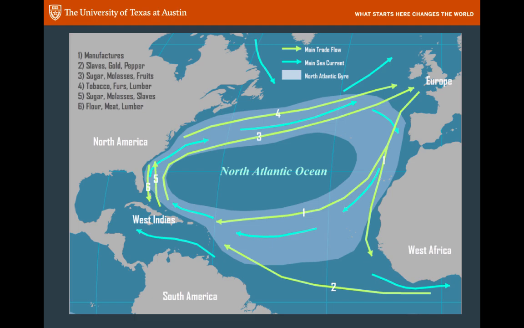So it's not a surprise that Europeans went south first towards Africa and then across the ocean to the Caribbean, up the North American coast, and back along the Northern Ocean. That's the way the ocean currents were flowing.